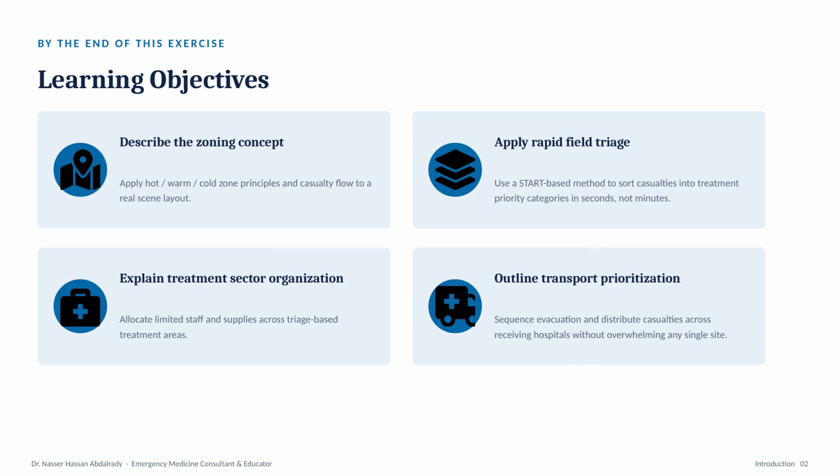By the end of this session, you should be able to do 4 things. Describe the zoning concept and how casualties flow through a scene. Apply a rapid field triage method to sort patients by priority. Explain how treatment sectors are organized and resourced. And outline how transport is prioritized so that casualties are distributed safely across receiving hospitals.